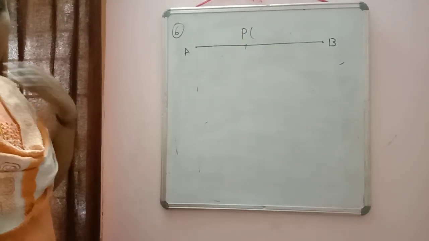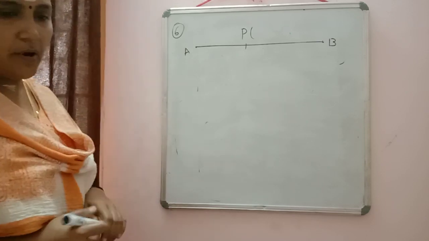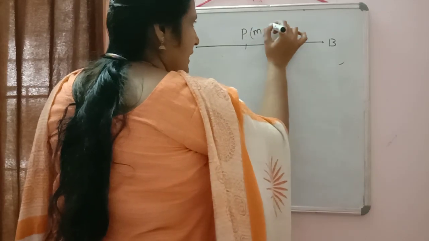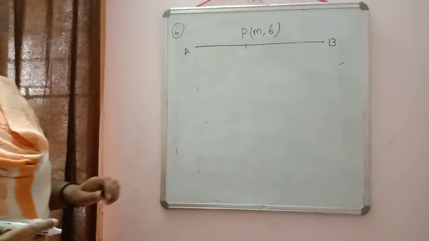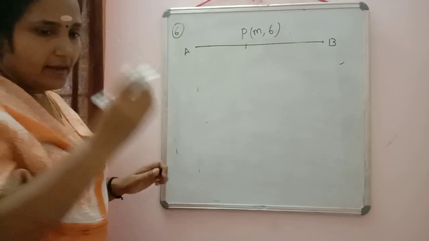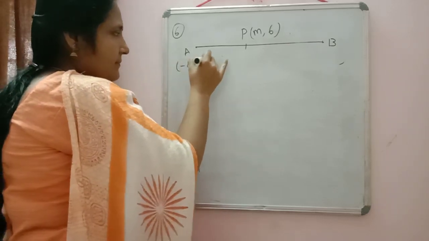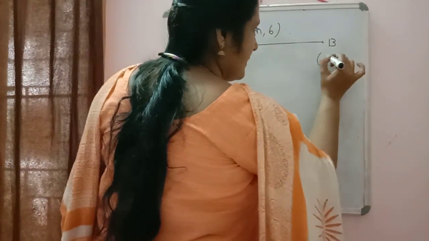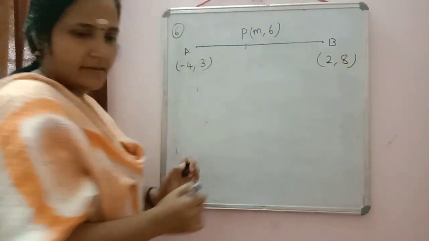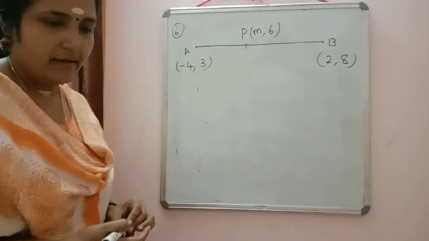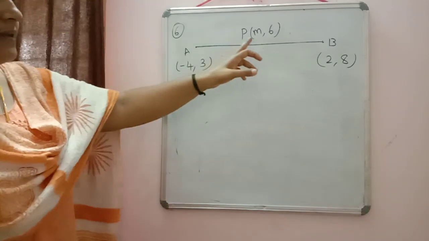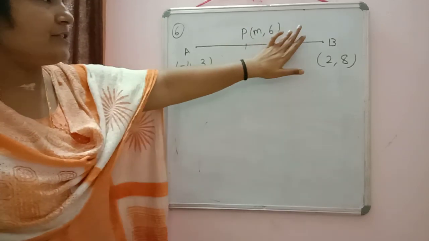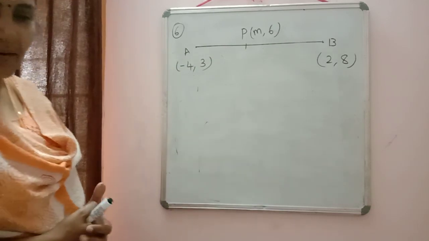In the next question, again find the ratio in which the point P, with coordinates m comma 6, divides the join of A minus 4 comma 3 and B 2 comma 8. And it was written also find the value of m. Also find the value of m, meaning also find the x coordinate of P. The ratio is not given. We have to calculate the ratio.